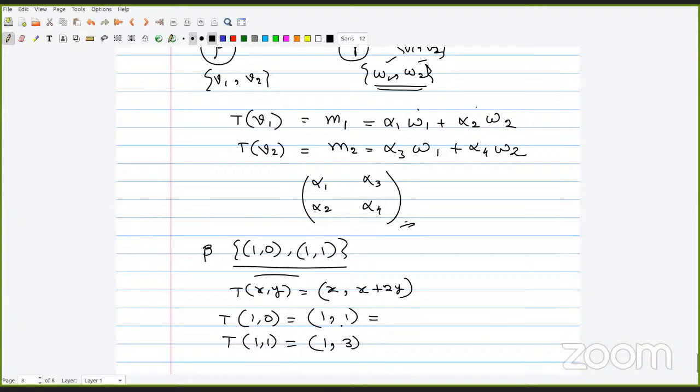Now I have to write this in terms of these vectors, right? So what will this be? 1, 0 and 1, 1. I have to write 1, 3 also in that way. So basically I have to write 3 times (1, 1), and so it is minus 2 times (1, 0). Okay, is it clear, Meena?